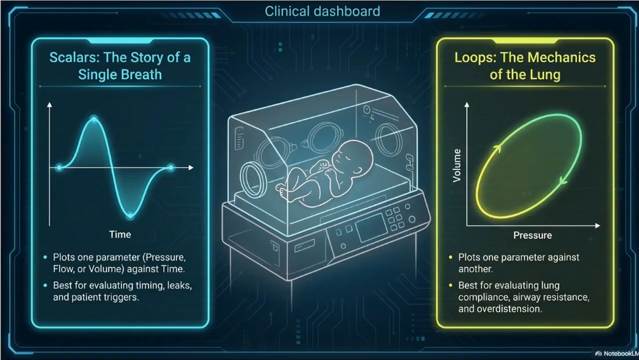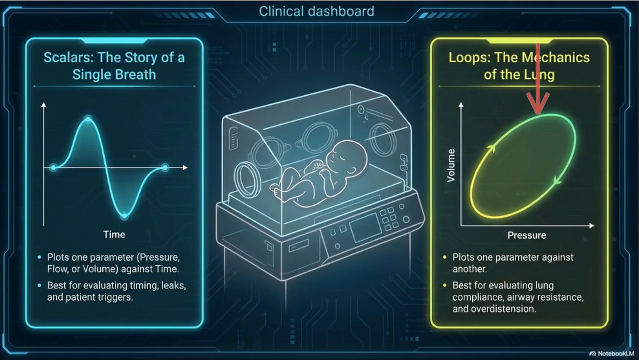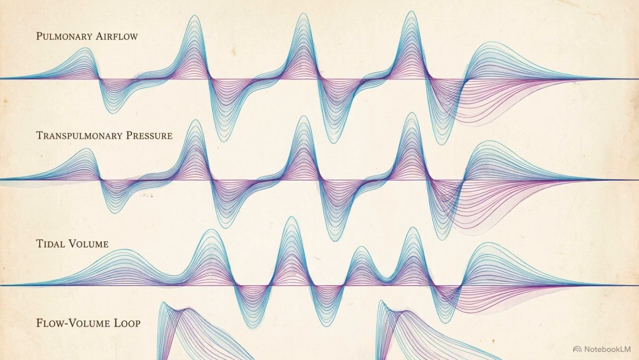This clinical dashboard uses 2 distinct visual formats. On the left are time-based scalars, which plot a single parameter, like pressure, against time. On the right are mechanics-based loops, which plot 2 different parameters against each other to evaluate overall lung structure. Mastering these visual tools enables proactive lung protection by replacing clinical guesswork with objective, real-time data.